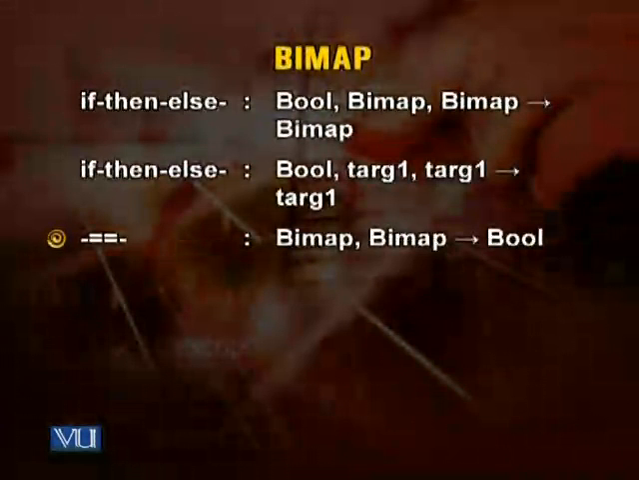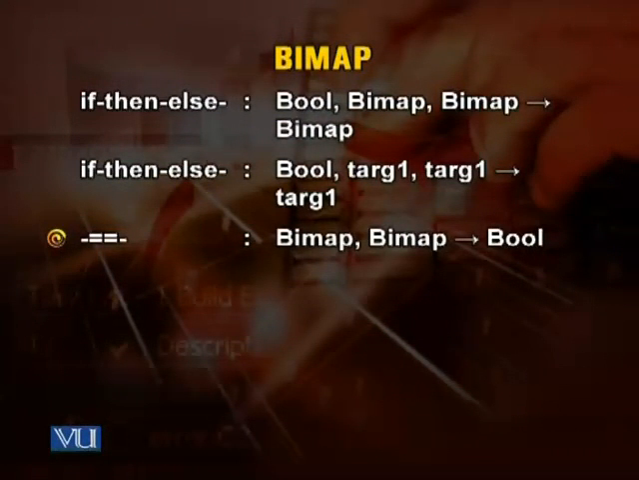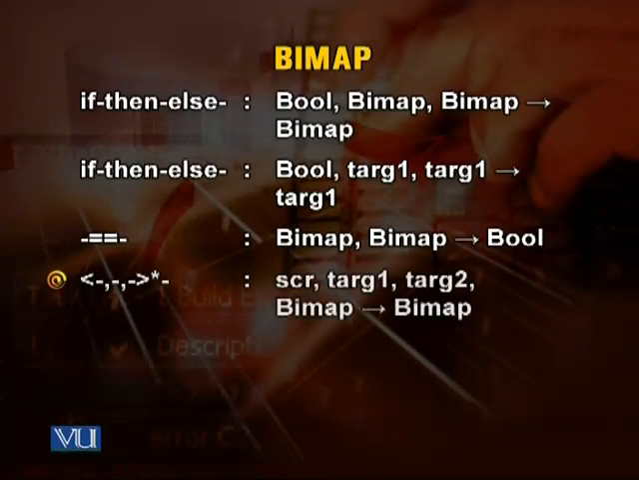We have the equality, which takes 2 bimaps and returns a boolean back. Then we have a bimap constructor. This bimap constructor takes 4 arguments. So the syntax is we have this less than sign, then a hyphen, which will be the first argument, and the type of this first argument is going to be the source, comma, the second argument, which is target 1, comma, the third argument, which is of type target 2, star, hyphen, fourth argument, which is bimap, and it gives us a bimap back.